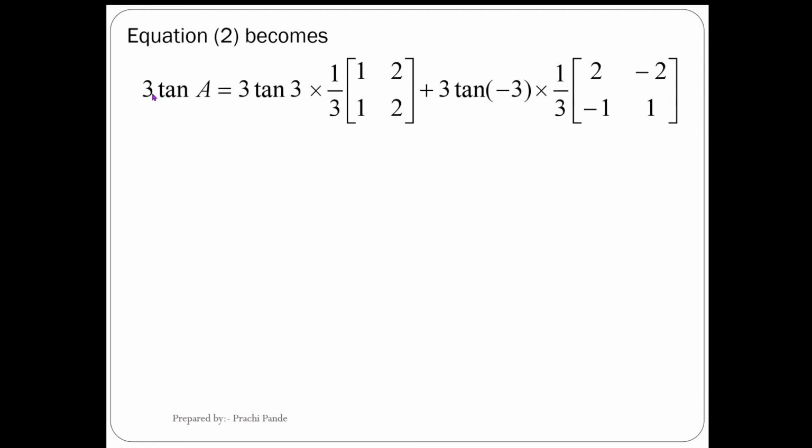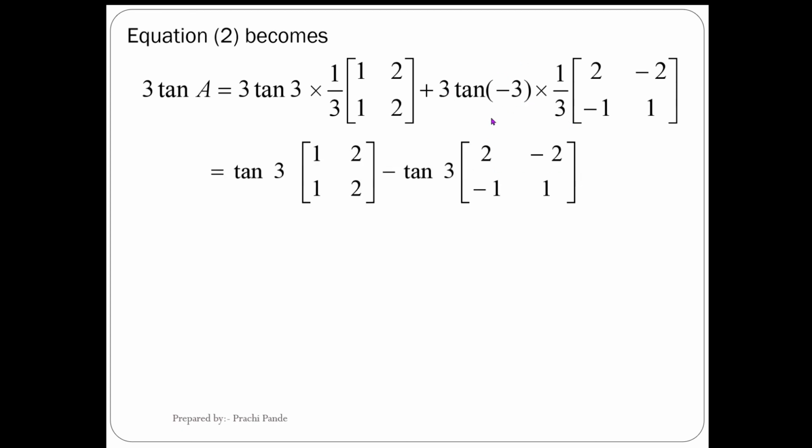So 3 tan A is equal to 3 tan 3 into Z of 3, which is 1 by 3 times [1 2; 1 2], plus 3 tan of minus 3, that is P of lambda 2, into Z of lambda 2, that is Z of minus 3, which is 1 by 3 times [2 minus 2; minus 1 1]. This constant 3 gets cancelled with 1 by 3. Here also it gets cancelled with the 3, and tan of minus 3 becomes minus tan 3, because tan of minus theta is minus tan theta.